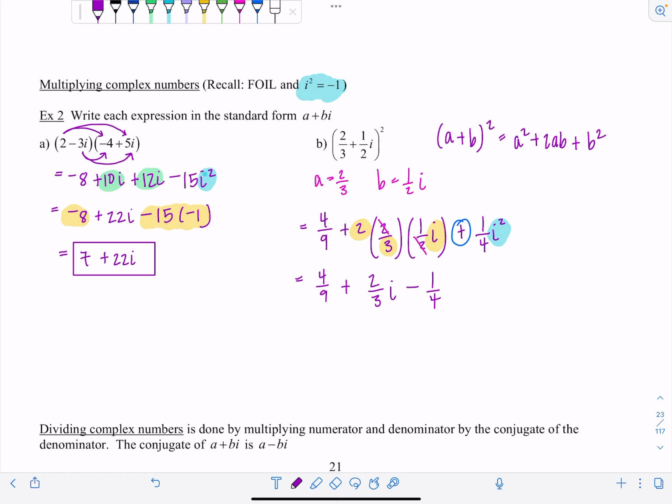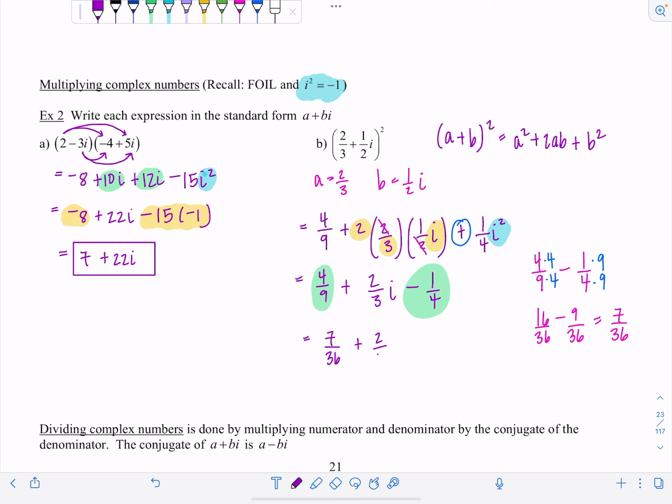Okay, last thing I need to do is just collect like terms. So 4/9 and -1/4, those are both real numbers. So I need to perform that subtraction. So 4/9 minus 1/4. It's common denominator time, yes? Times 4 times 9. So what do we have here? This is going to be 16/36 minus 9/36. So that's 7/36. And now we can finish off this problem. 7/36 plus 2/3 i.